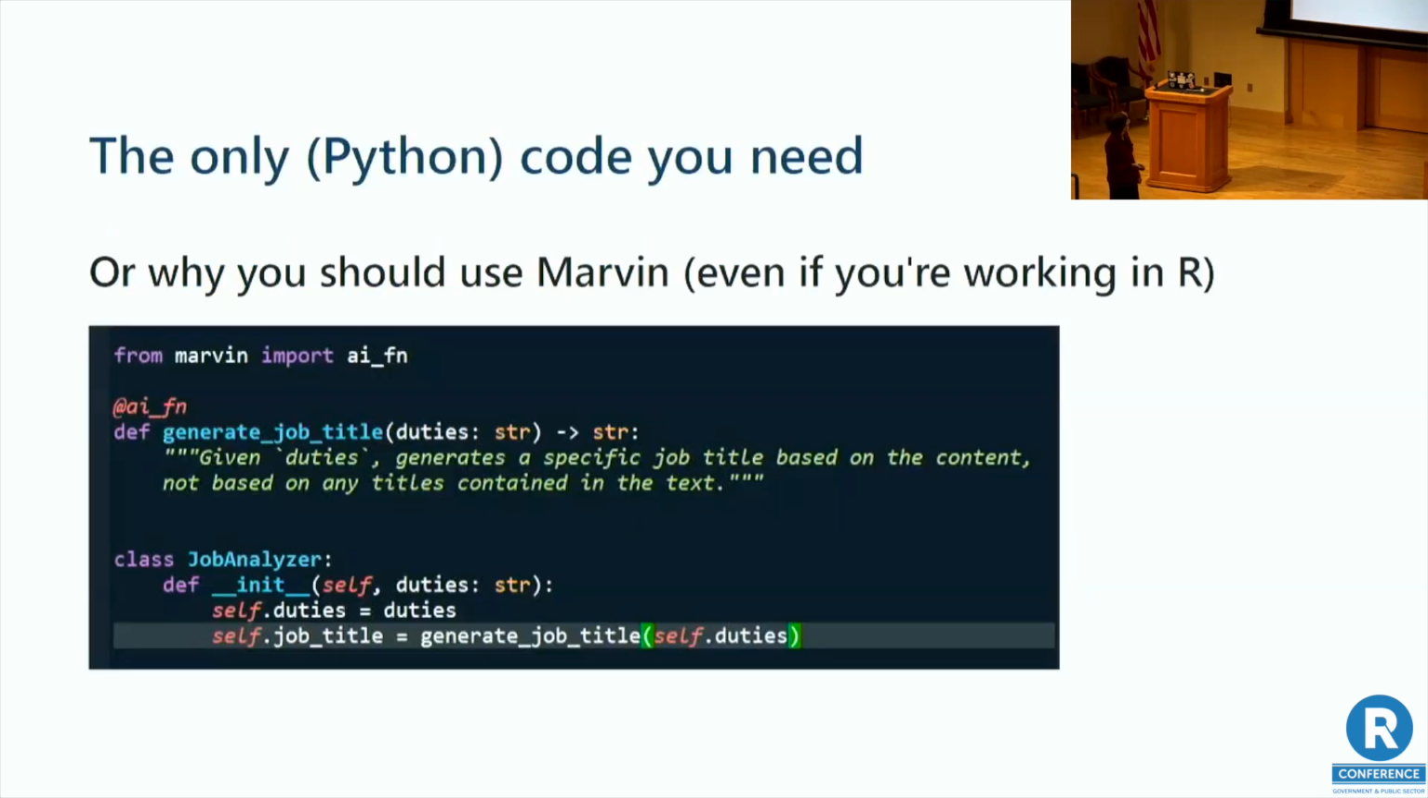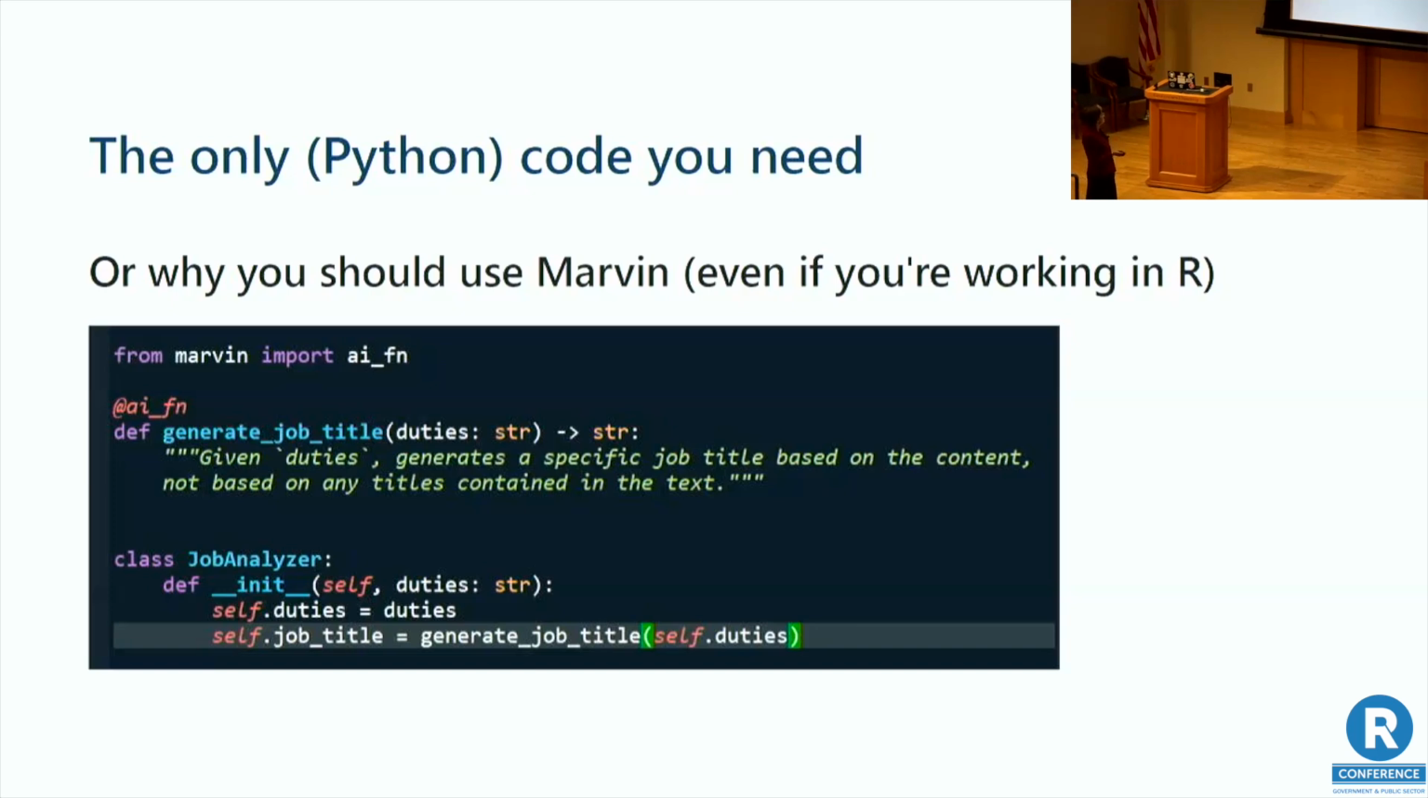Okay, so I'm at an R conference, telling you why you should use a Python library. I recognize this is slightly problematic, but I think you should use this because you don't actually have to write any Python code. This is like 9 lines of code, and none of it's really Python. There's one line to call it, and the real work that's happening here is actually this docstring.